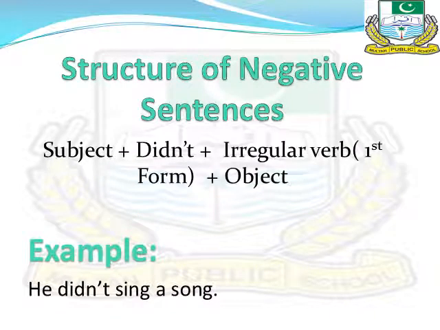Now we will discuss the structure of negative sentences. First, we will take subject, then didn't, then irregular verb, which is in the second form, and then object. Example: he didn't sing a song.